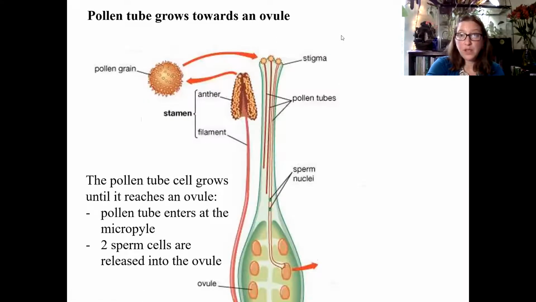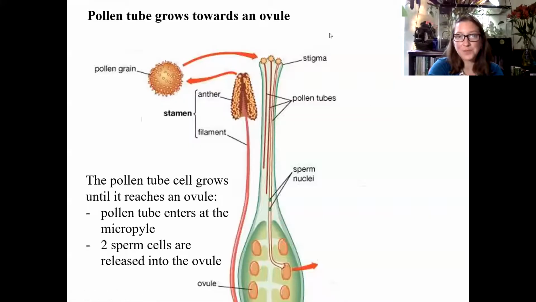This is what we were just looking at. Here's that pollen grain that has landed on top of the stigma. It's absorbed water from the stigma. It's going to grow a pollen tube cell down until it meets an ovule. And as it grows down, it's going to bring those sperm down with it.